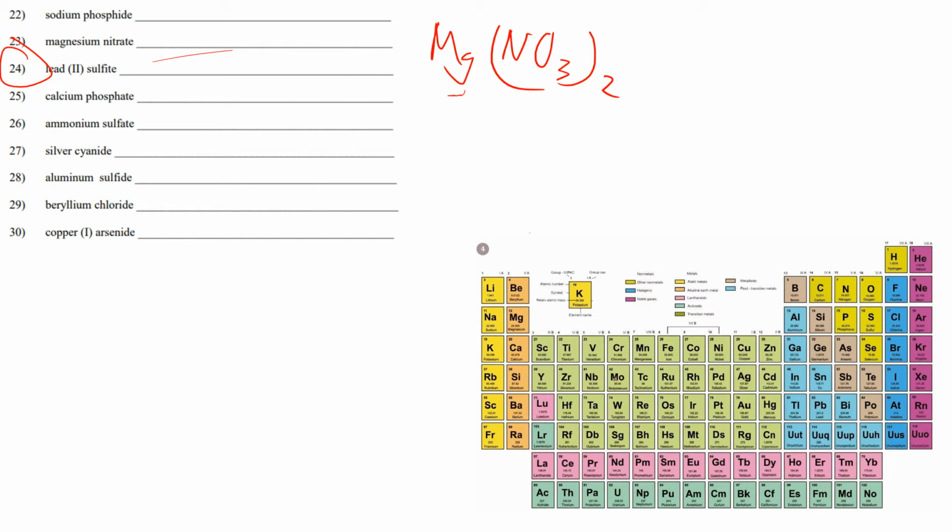We skipped 24 because lead is over here somewhere. Let me see. Where is it? Where did it go? Okay, well, lead is a transition metal, so we do not include it.